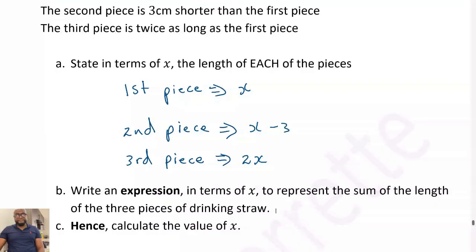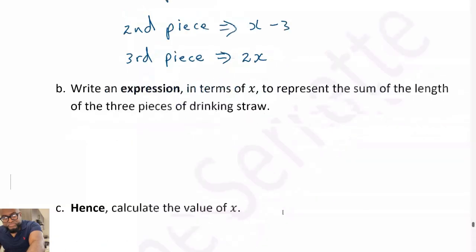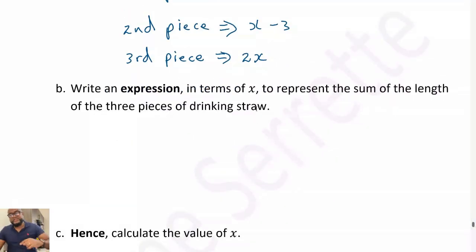Everybody good there? So write an expression in terms of x to represent the sum of the lengths of the 3 pieces of drinking straw. So we want the sum. Sum means the what? Add, right? So what was the first expression? The first piece is what? x. Sum means you're adding. What's the second piece? Plus x minus 3, plus 2x. I'm not doing anything else here. That's the answer. It is an expression.